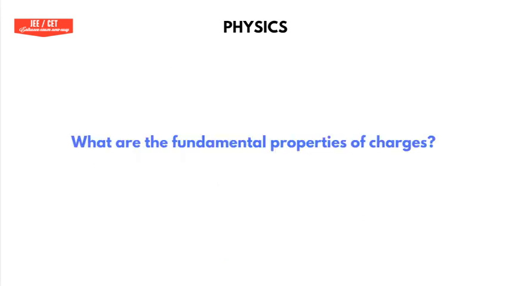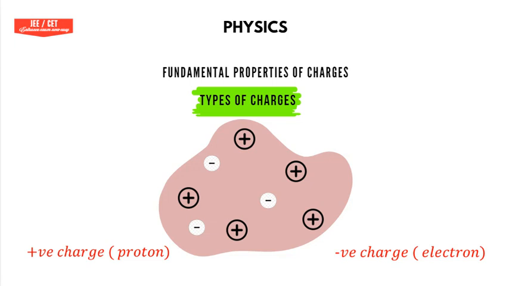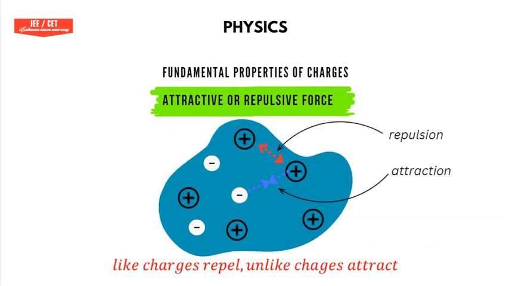Fundamental properties of electric charges. The first property is types of charges. There are two types of electric charges, positive and negative. Protons carry positive charges while electrons carry negative charges. Neutrons have no charge and they are neutral. The second property is like charges repel, opposite charges attract. Charges of the same type repel each other while opposite charges attract each other. This is the fundamental principle behind electrostatic forces.